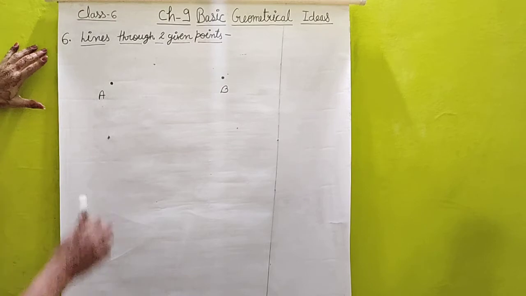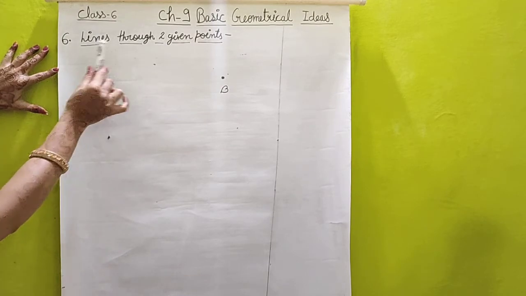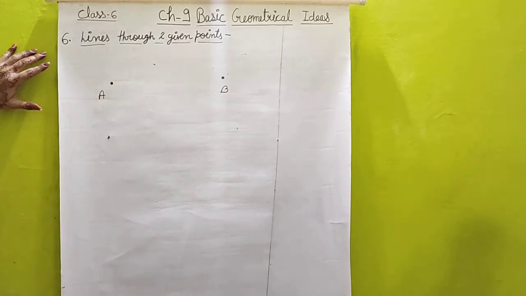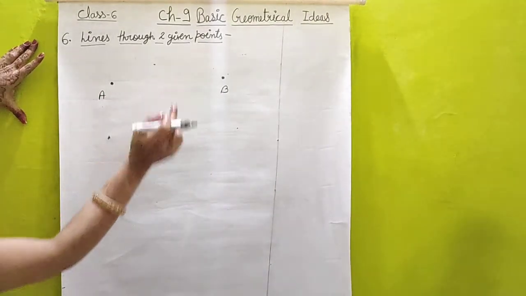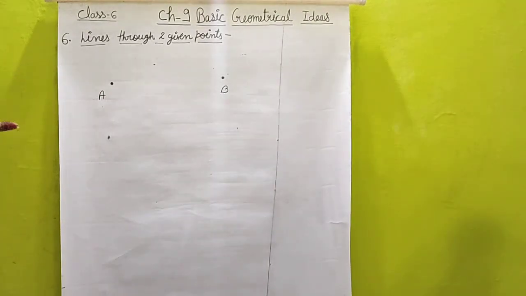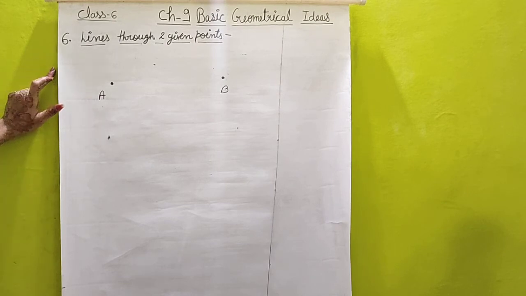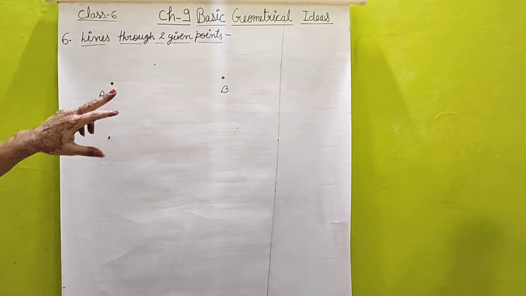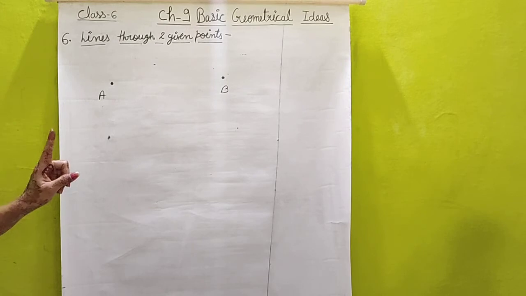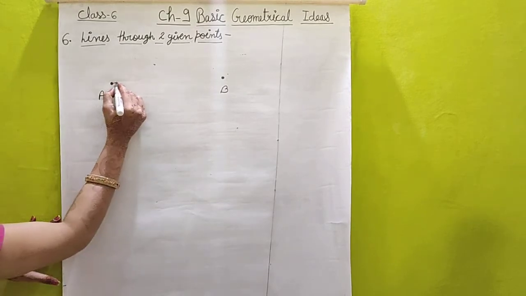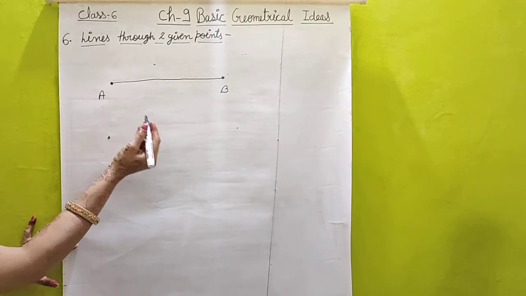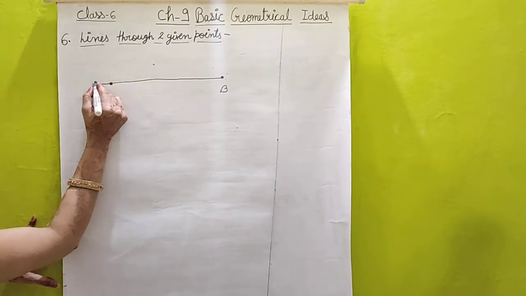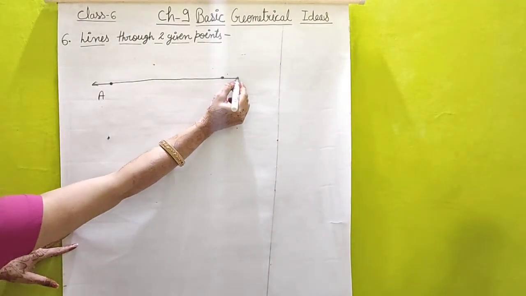Okay. Now in the second point, lines through two given points, here you can see 2 points are given, point A and point B. Now how many lines can we draw, students? By including these 2 points, only one line. Only one line, students, I can draw. Suppose this one line I can draw is line AB.